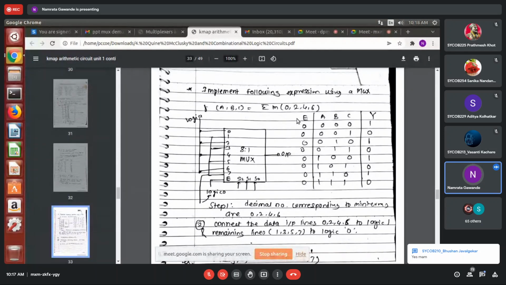The concept of multiplexer completely depends on these particular examples. If you understand this part, you will be able to implement it during the practical. If you have any doubt in this example, you can ask me now. Is there any doubt? Have you understood why this is connected to logic 1, why this is connected to logic 0, why there are 3 select lines, and how this truth table is written? This part you understood?